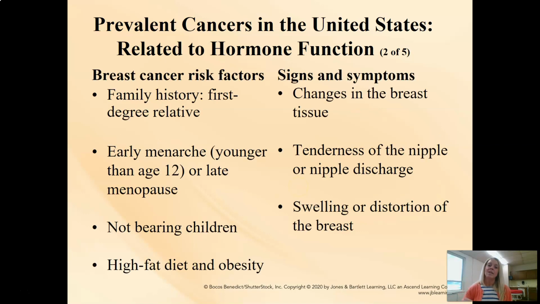So some risk factors include a family history. If a first-degree relative has breast cancer, that usually means there is an increased risk for someone developing cancer. About 5 to 10% of breast cancers are inherited. Having early menarche, or starting your period early, younger than age 12, or experiencing menopause late. Not bearing children, and a high-fat diet and obesity.